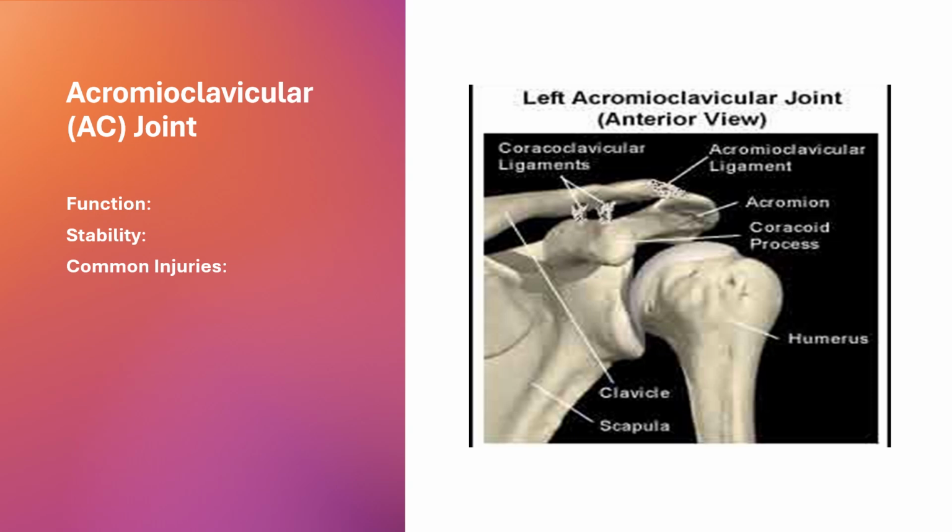Now, common injuries we see in the AC joint, such as sprains or separations, are common in contact sports and can occur due to falls or direct blows to the shoulder. Now, such injuries often result in pain and limited shoulder mobility.